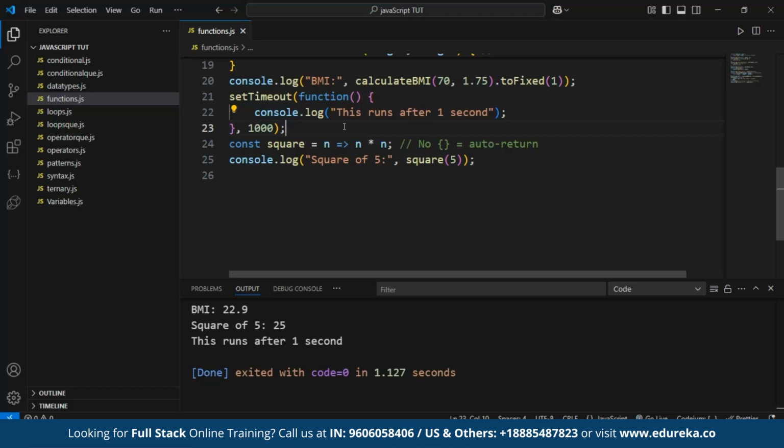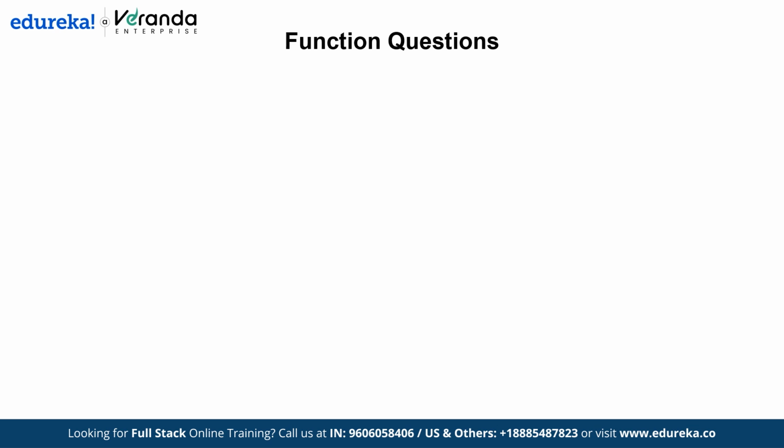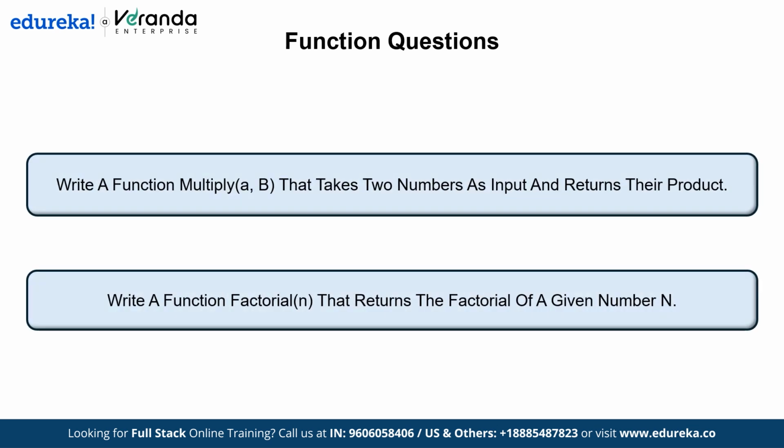So now that we have covered the functions part, it's time to solve one question related to functions, and there will be one more question which you are going to solve on your own. So here are the two questions of functions that we are going to cover. The first question is, write a function multiply(a, b) that takes two numbers as input and returns their product. This is the function that we are going to create. And write a function factorial(n) that returns the factorial of a given number n. This is the function that you are going to create.